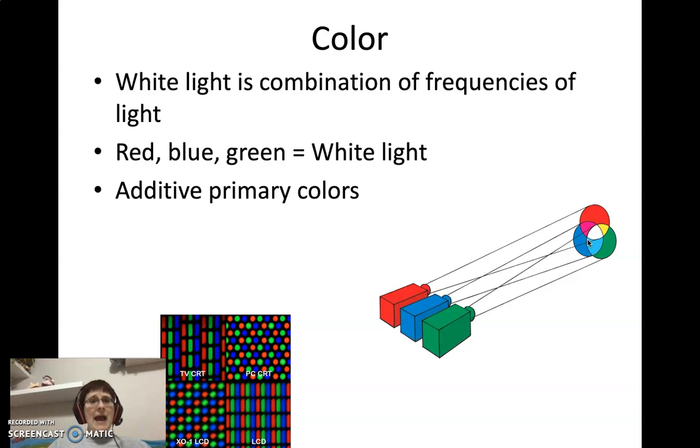If we add these three colors together, we get what we call the additive primary colors. So if we add red and blue together, right here you can see where they overlap, we get magenta, or this like dark pink color.